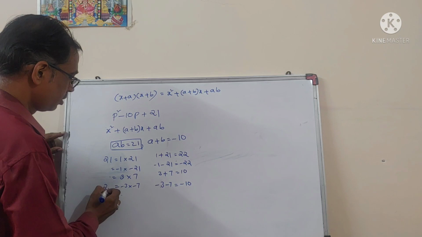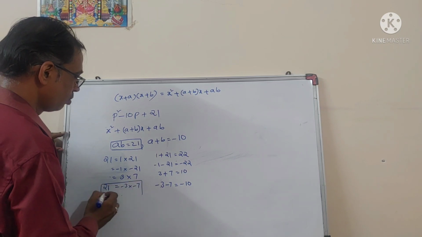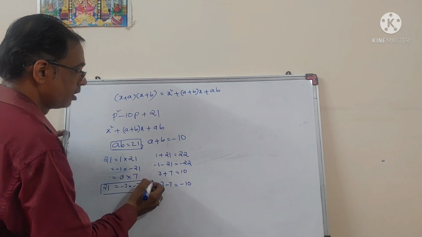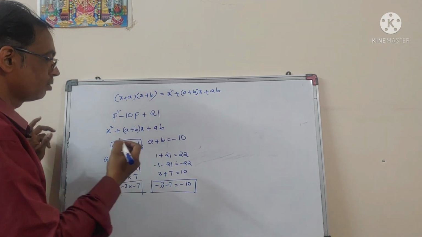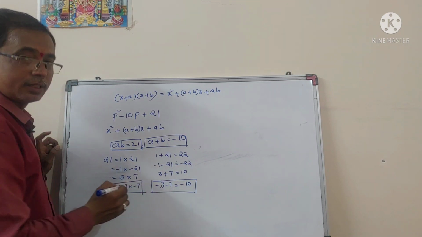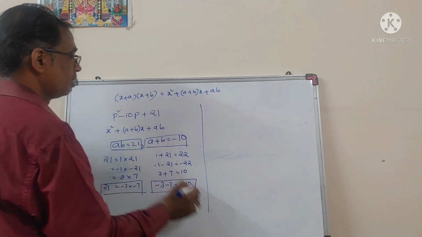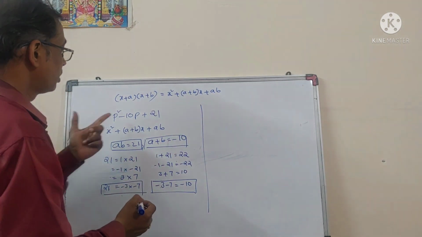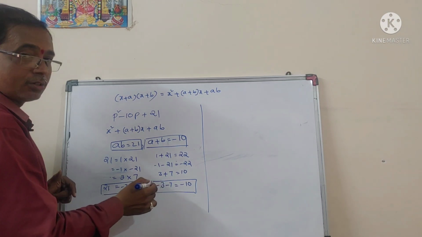Okay, that means here we have 21 is equal to minus 3 into minus 7, and minus 3 plus minus 7 is equal to minus 10. So both the conditions are satisfied. So that's why we can replace minus 10 by this minus 3 minus 7.